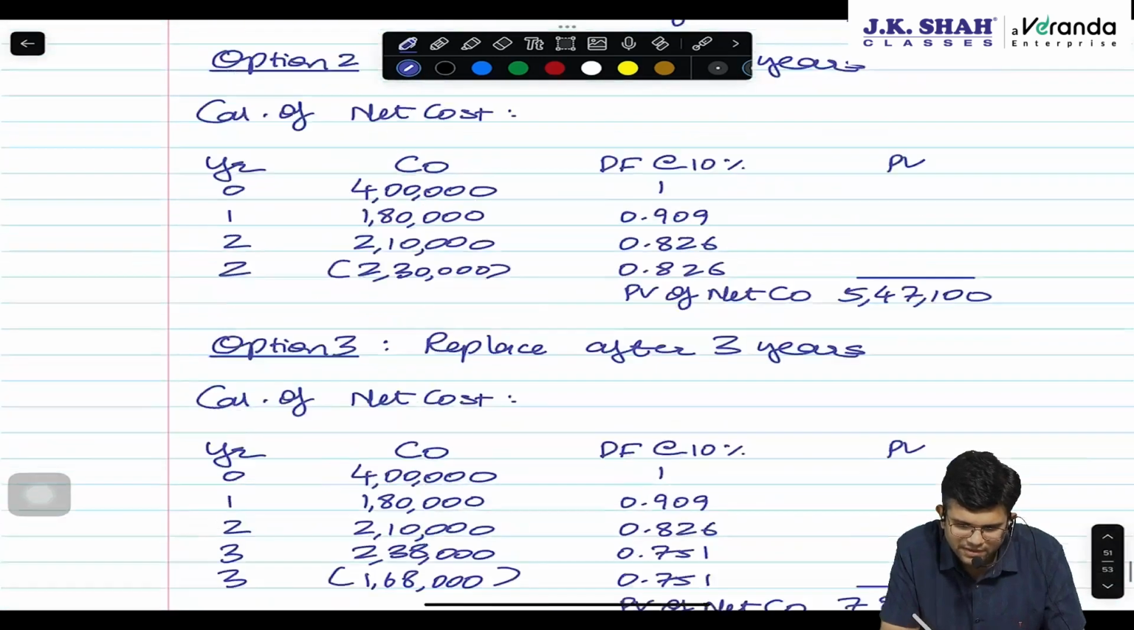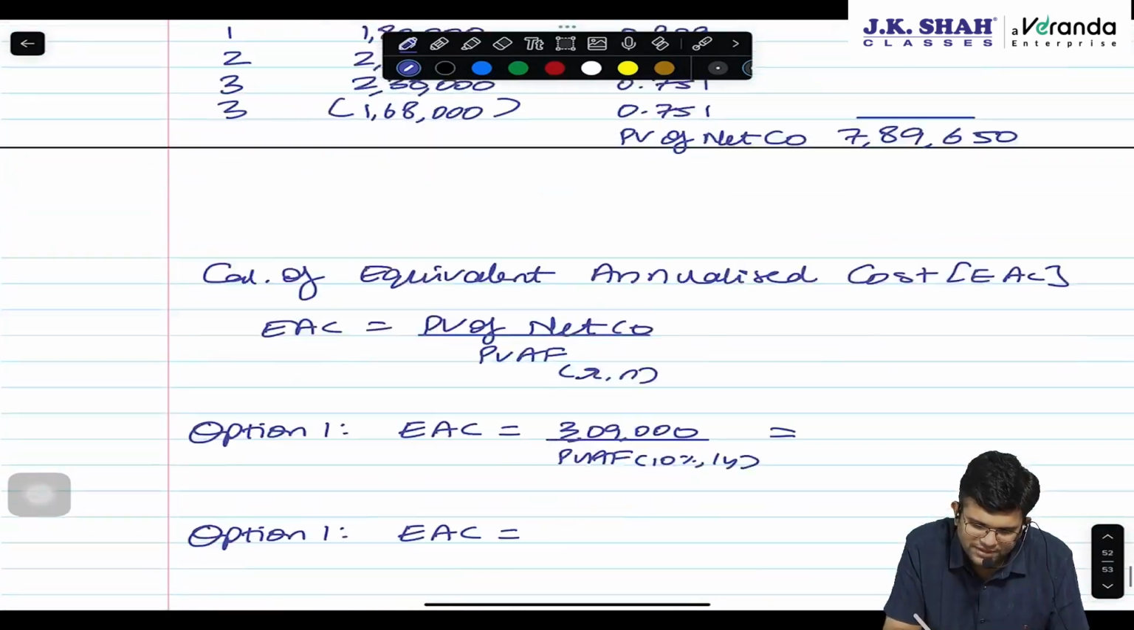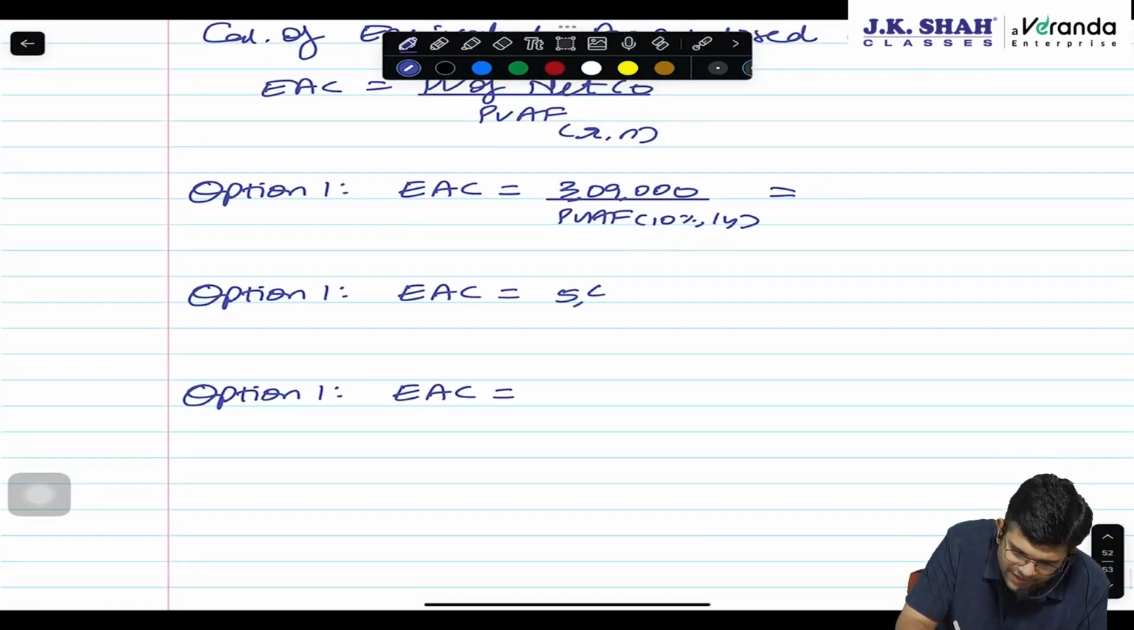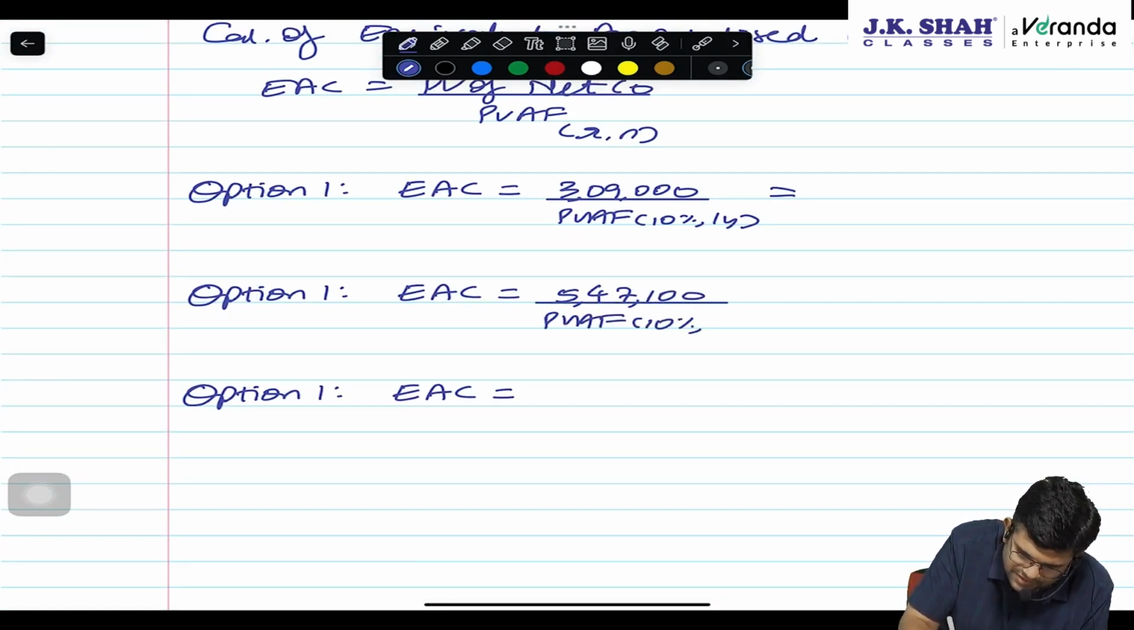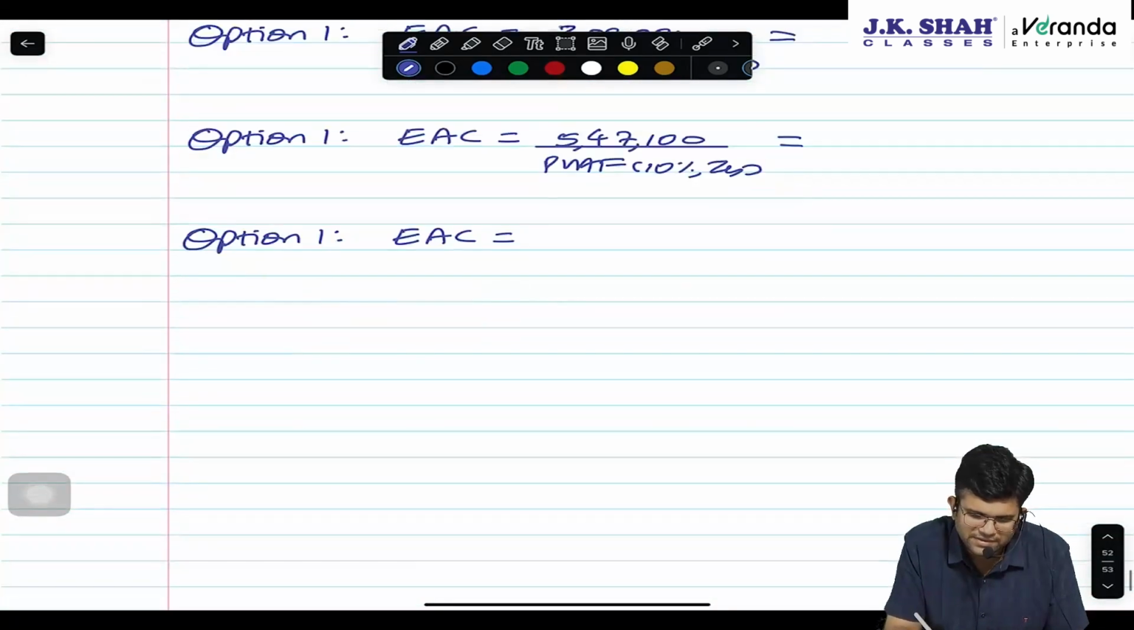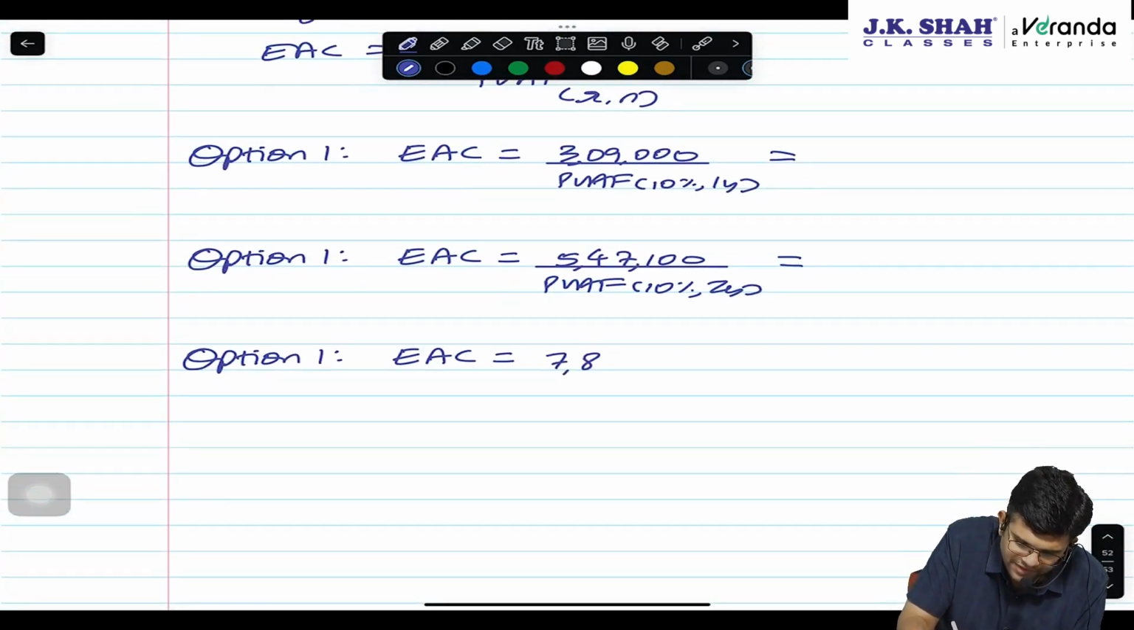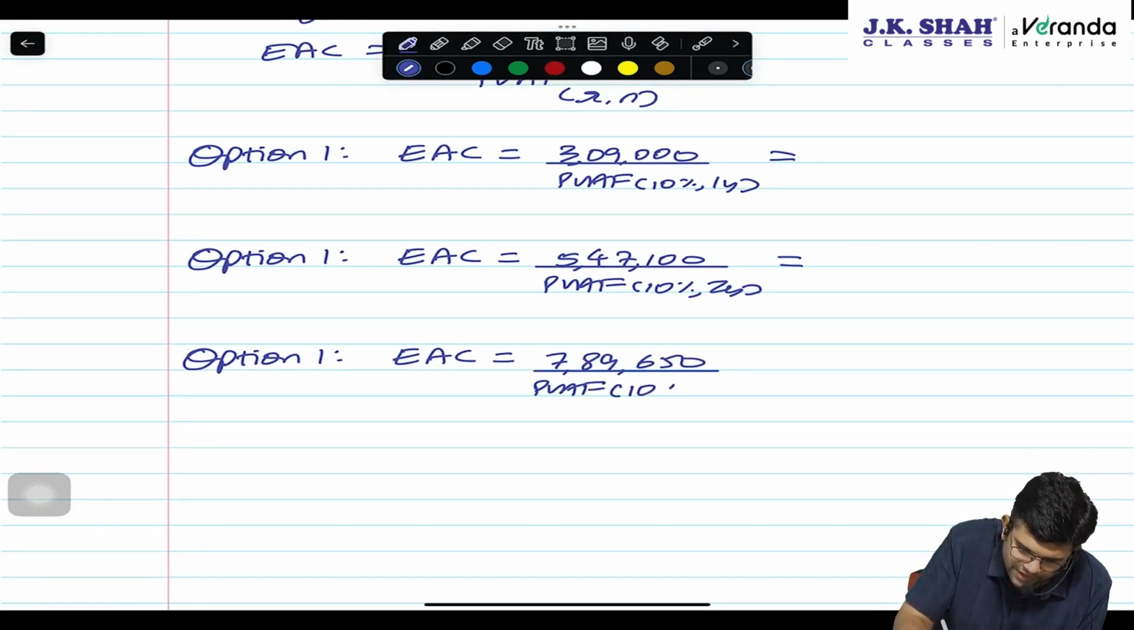The second one will be 547,100. I will divide this by PVAF of 10% 2 years. And the third one is 789,650. So 789,650 divided by PVAF of 10% 3 years.